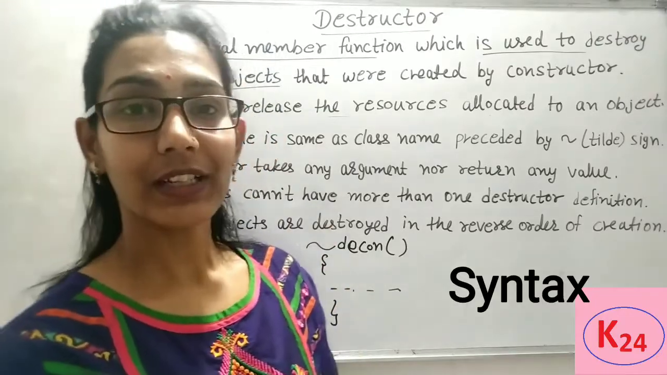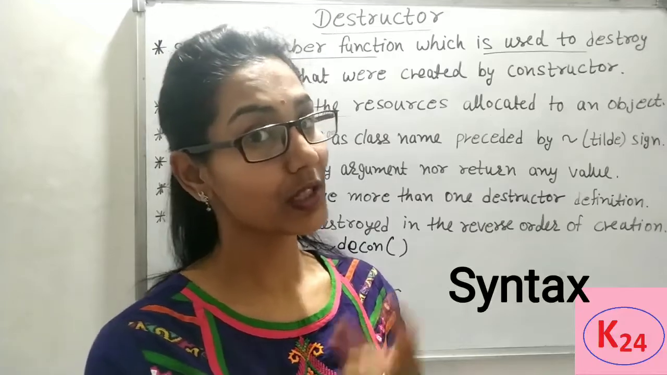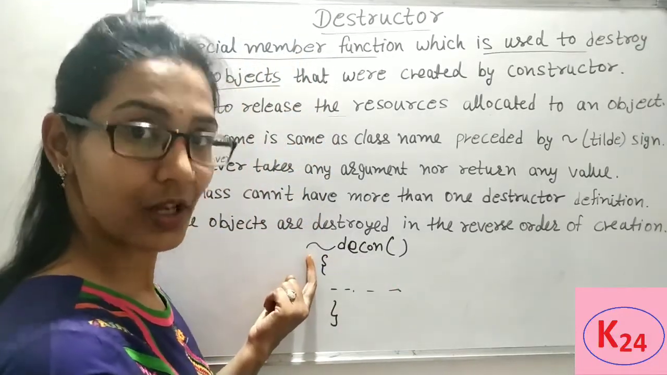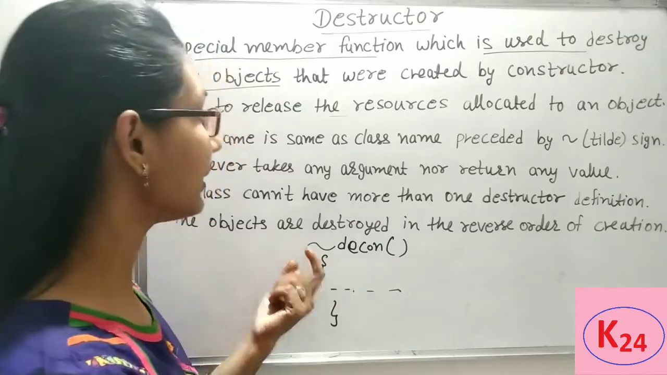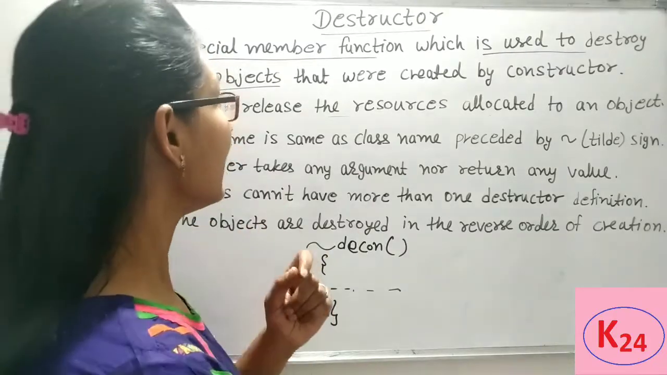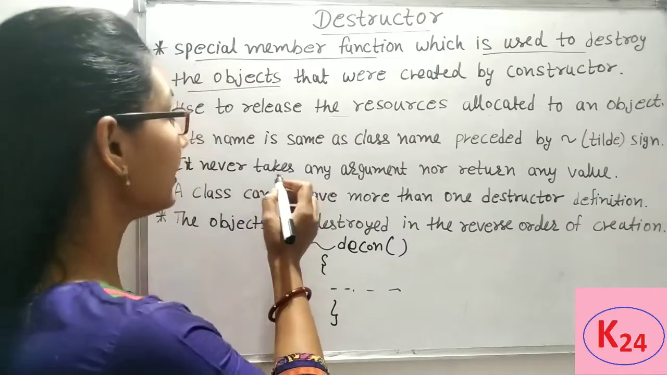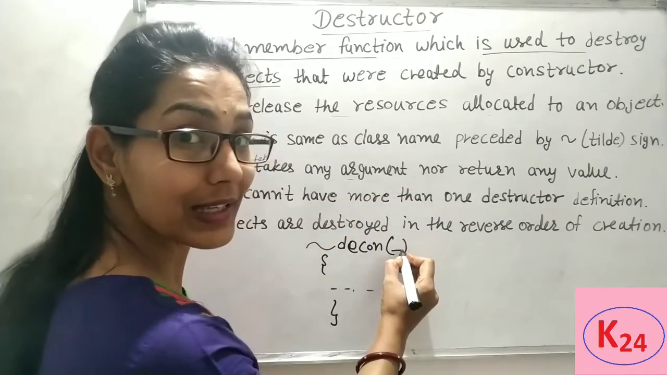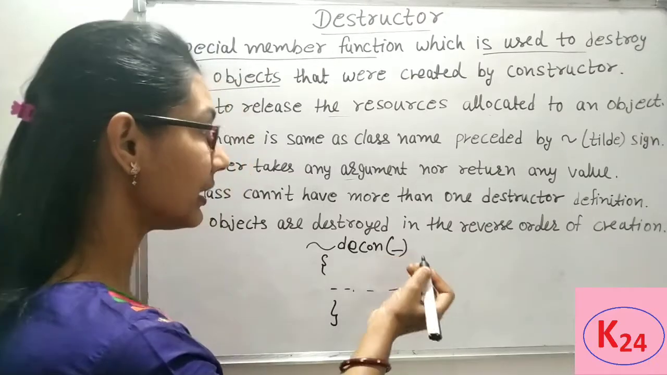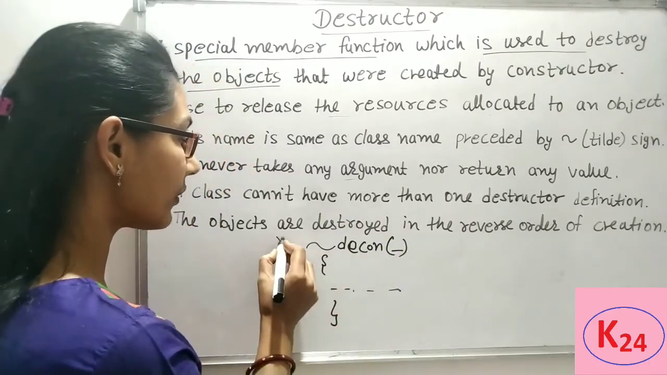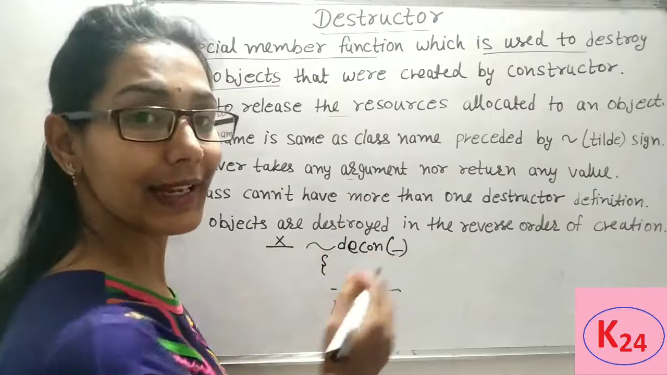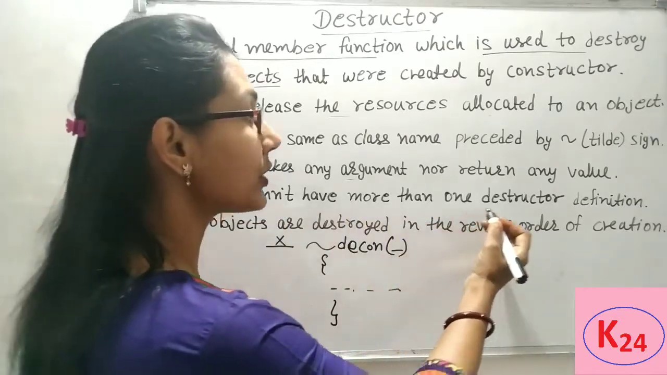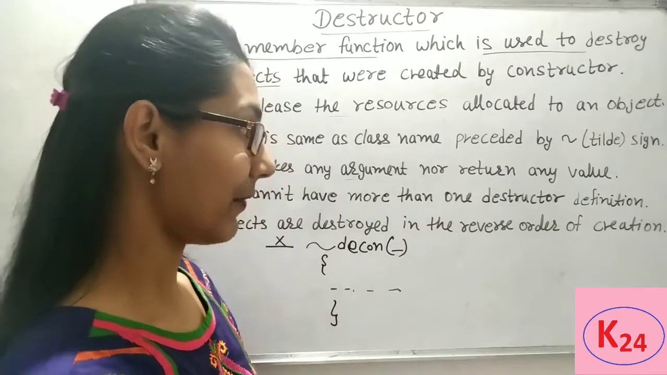Now, a destructor has many characteristics. The first characteristic is that we use the tilde sign for defining a destructor. Second, the destructor cannot take any argument. It means we will not pass any argument to the destructor, and it will also not return any value. The next characteristic is that a class cannot have more than one destructor definition.